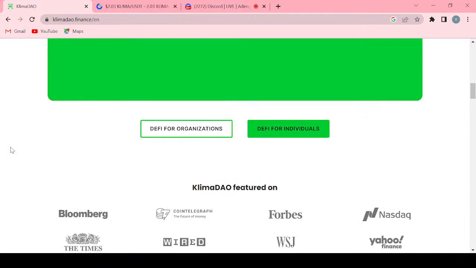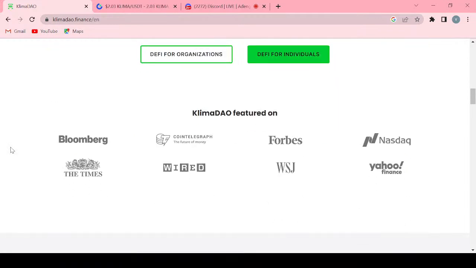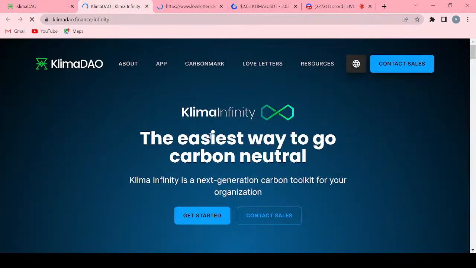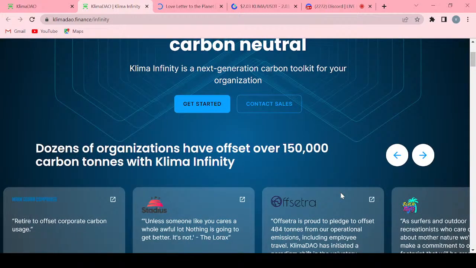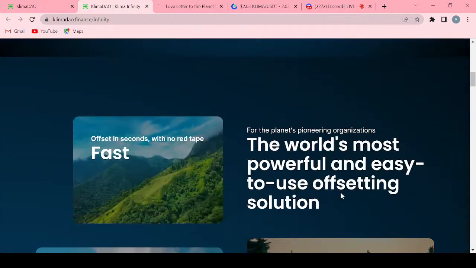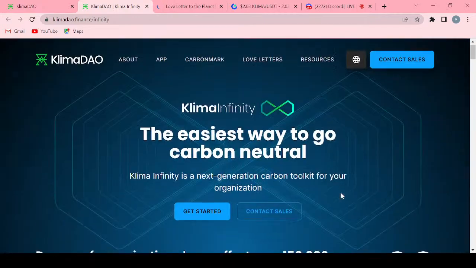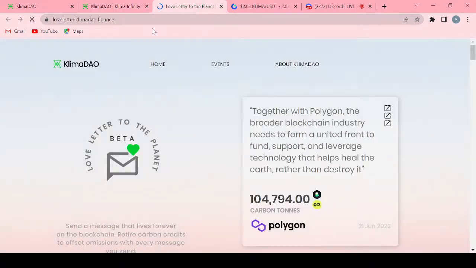Okay, so we have seen the video about Klima DAO, and here is DeFi for organizations and DeFi for individuals. Let's see what is inside both. For organizations, it is an easy way to go carbon neutral. This is the next-generation carbon toolkit for organizations, so anyone in an organization can make use of it. Now we can see what individuals need.